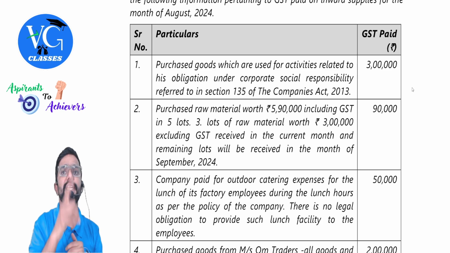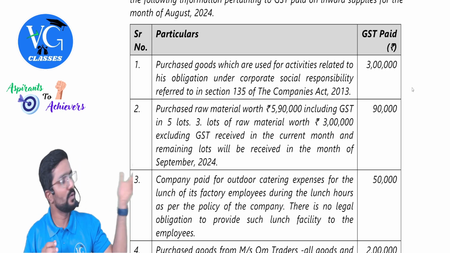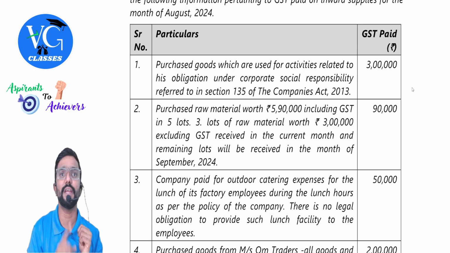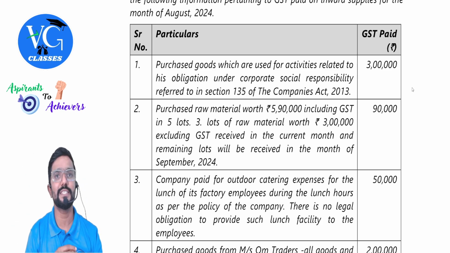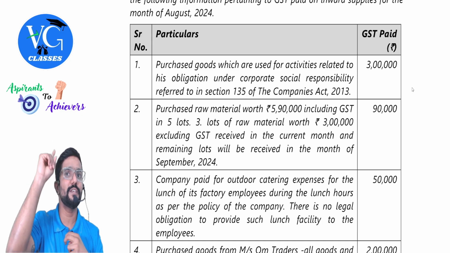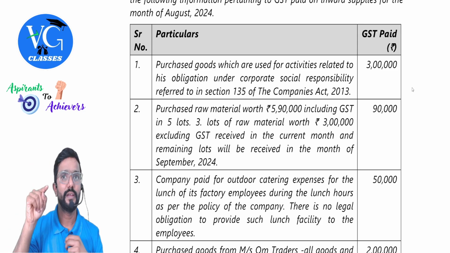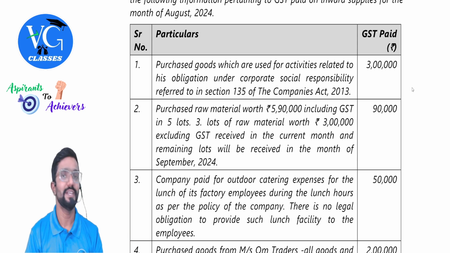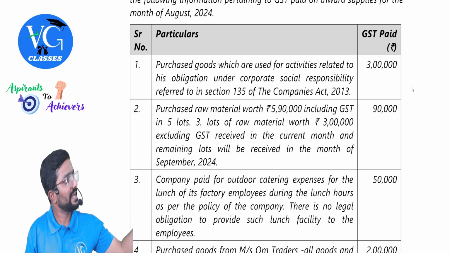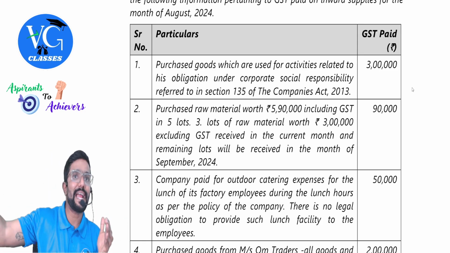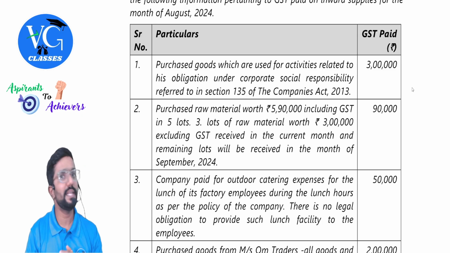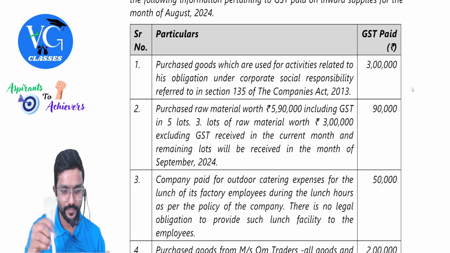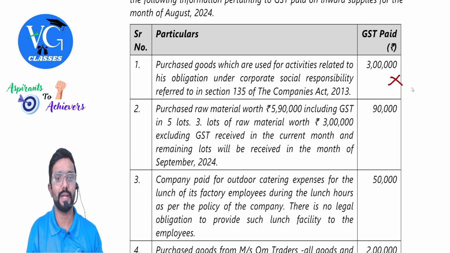No. Because one of the conditions to claim credit is that whatever goods you are purchasing or services you are taking should be used for business purpose. And when you are contributing it as a part of CSR, CSR is not a part of your business expenditure. Even in income tax, if you remember, as per section 37, CSR contribution is not allowed as business expenditure. It is disallowed. Even in GST, if you have taken any inward supply to provide CSR activities, can I claim the ITC? No, ITC is not available, guys.